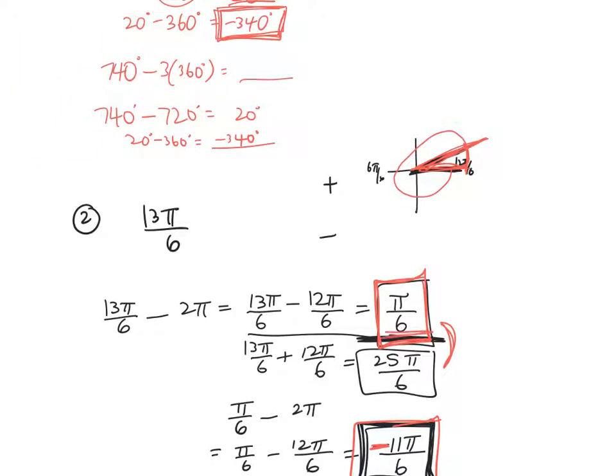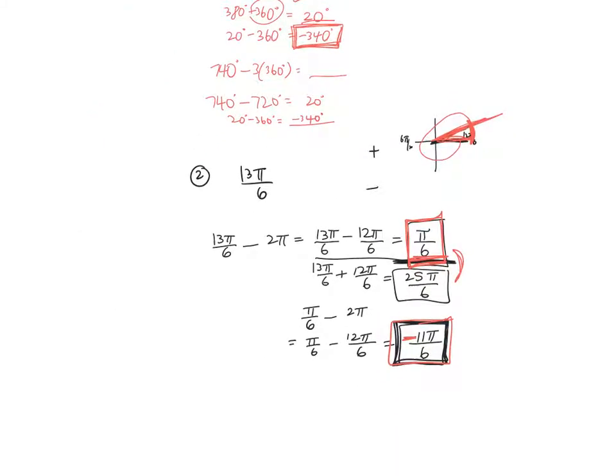Look at pi over 6, right? That's 1/6 of a pi. It's in quadrant 1, right? So it's at the same spot. You can check it that way as well. We know that these two angles are indeed coterminal angles to 13 pi over 6. Okay, let's have you do what you try.